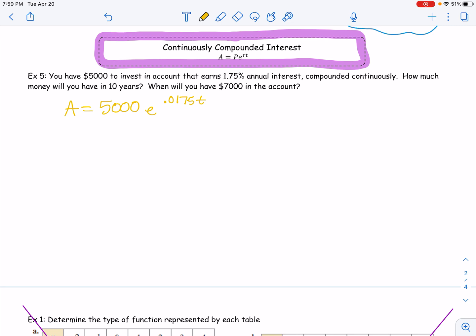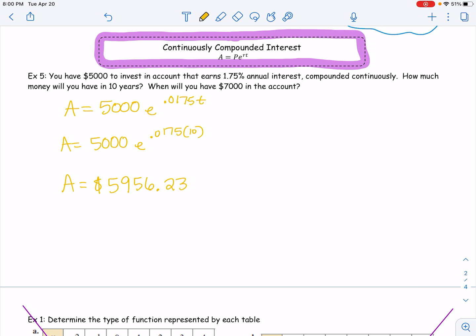So the first question is, how much money are you going to have after 10 years? So I replace t with 10, and I plug it into my calculator, and I get $5,956.23. So again, putting in $5,000 and letting it sit there for 10 years, I gain almost $1,000. Not so bad.